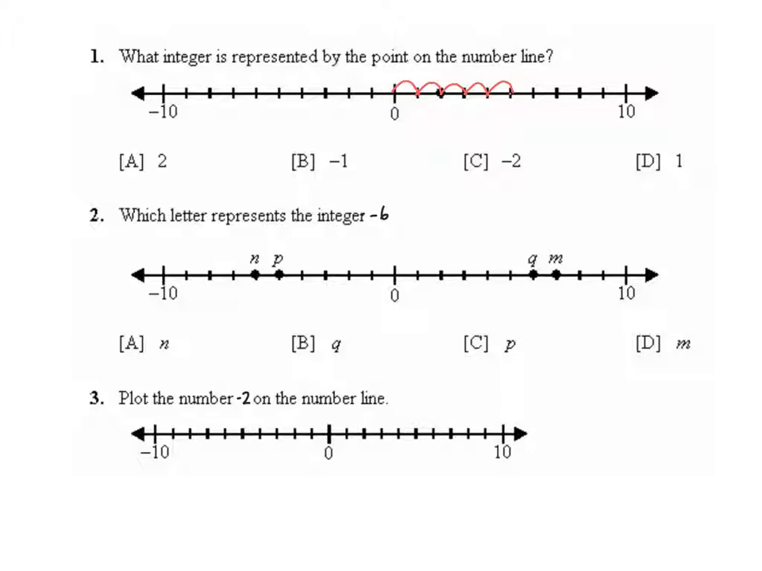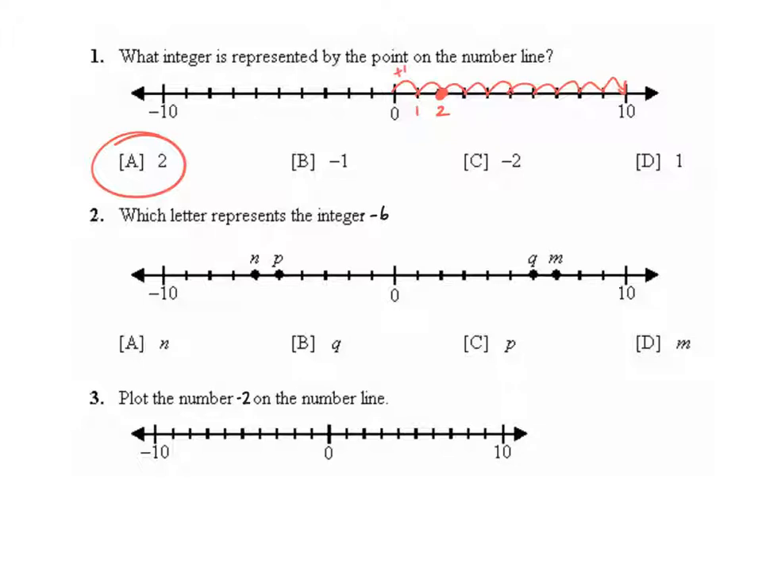So this is 1, 2, 3, 4, 5, 6, 7, 8, 9, 10 jumps to get there, which means each jump was a jump of 1. That tells us that this number line is counting by 1s. So the point on the number line, which is right here, is 1 whole, 2 wholes, which is choice A.